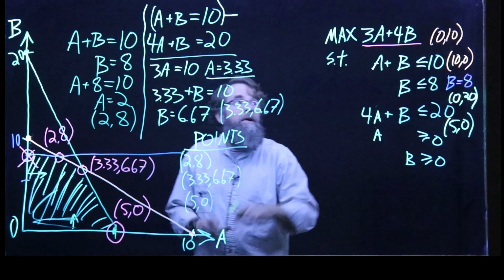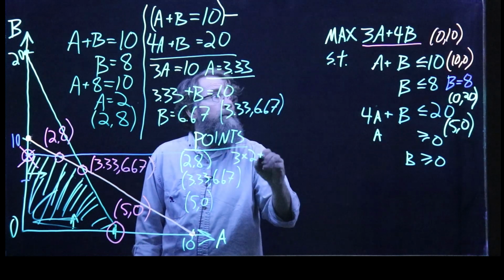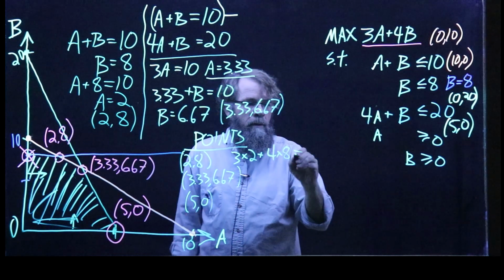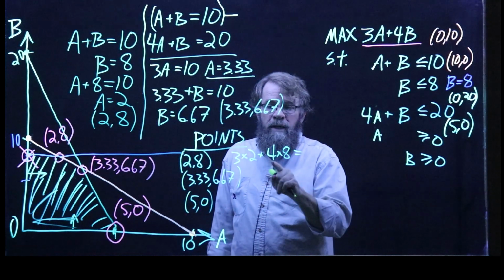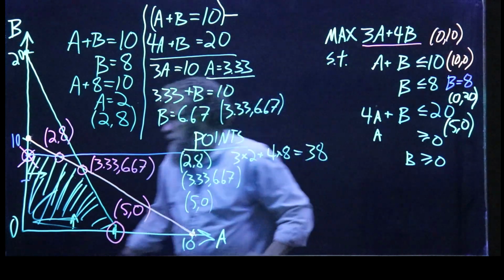So the profit for the first one will be 3 times 2 plus 4 times 8. So 4 times 8 is 32 plus 6 is 38.